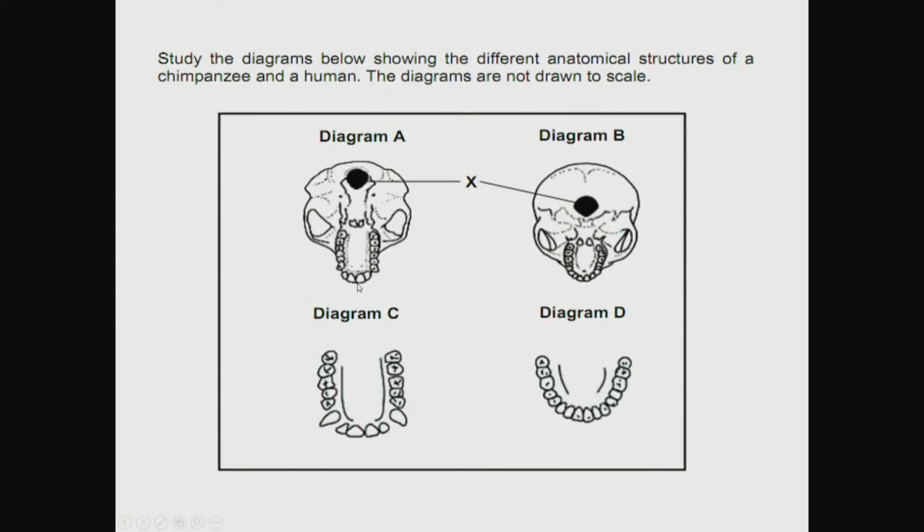Again, with a diagram like this, you have to explain the differences. Look at the foramen magnum and be able to label it. Look at the differences in the jaws and the teeth: spaces, no spaces, large, small, rectangular and C shape.